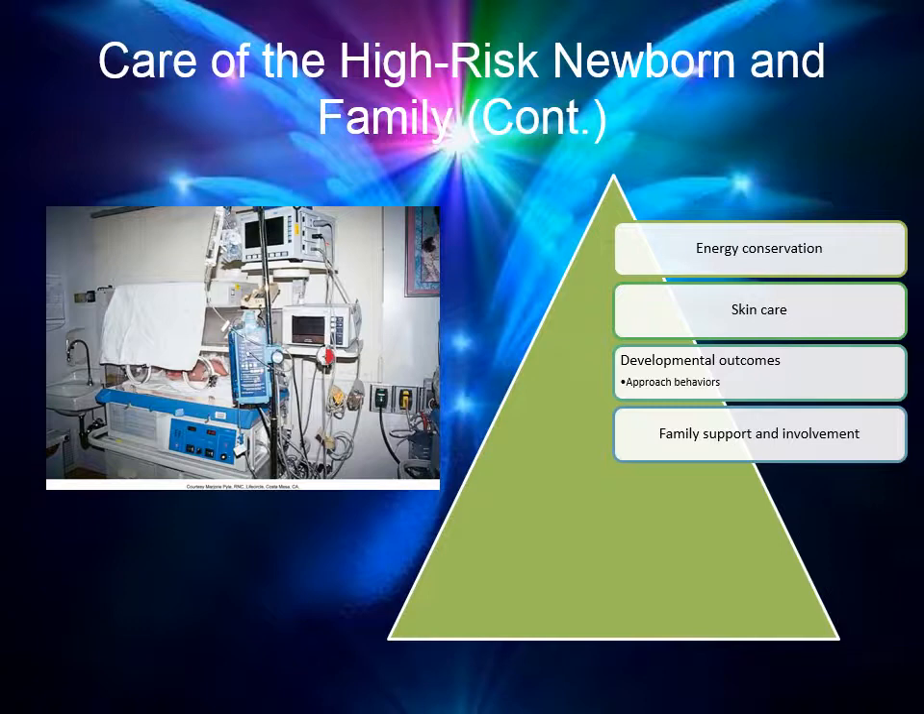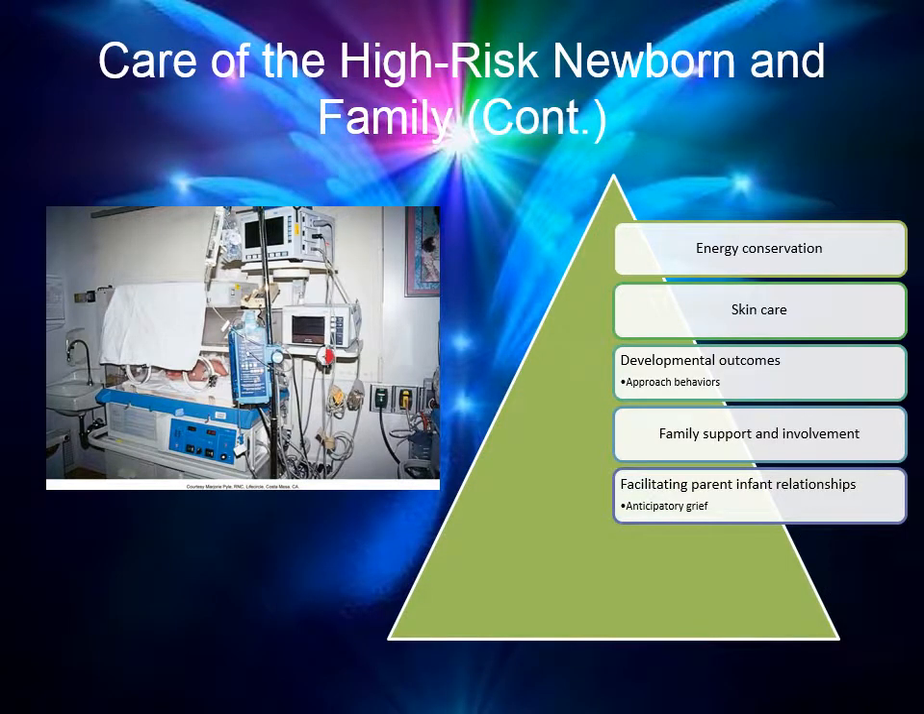Family support and involvement. Parents need to be informed of their infant's progress and reassured that he or she is receiving proper care. The parents need to have some contact with the infant. We want to be sure that we're facilitating parent-infant relationships. They may have anticipatory grief. Parents may be reluctant to establish a relationship with their infant, and they prepare themselves for the infant's death while continuing to hope for recovery. Family-centered care of high-risk newborns includes encouraging and facilitating the parental involvement rather than isolating parents from their infant and the associated care.